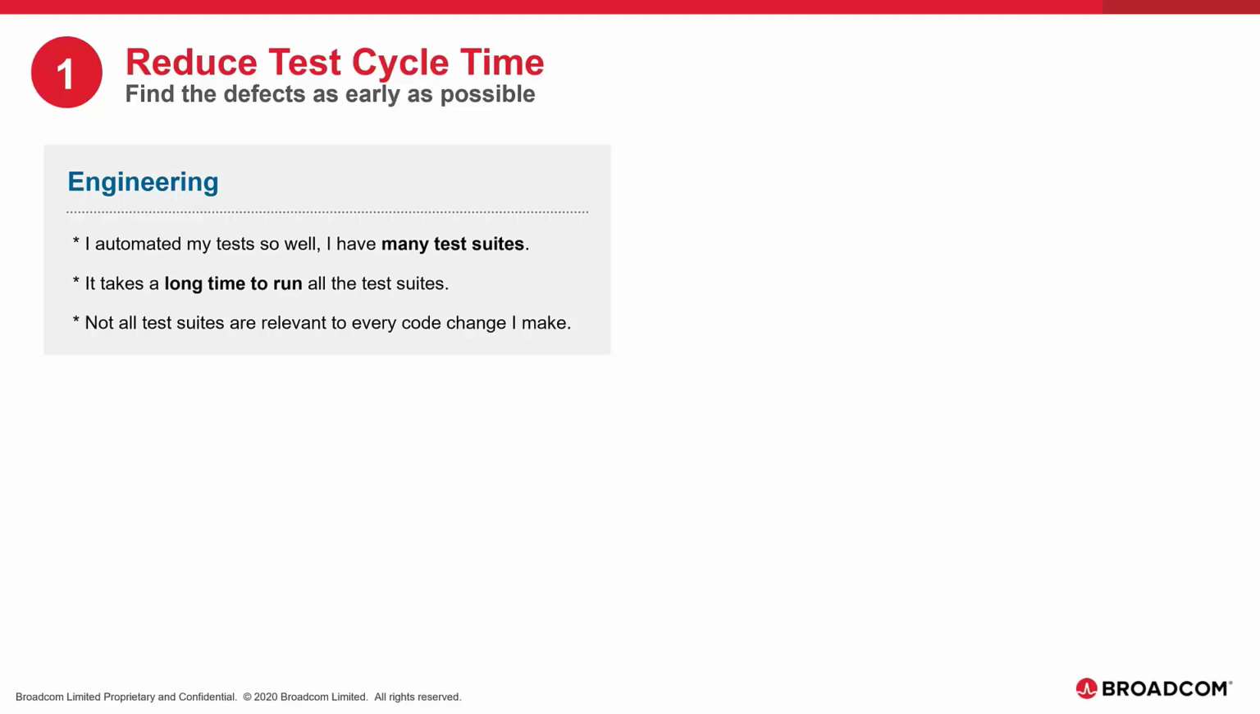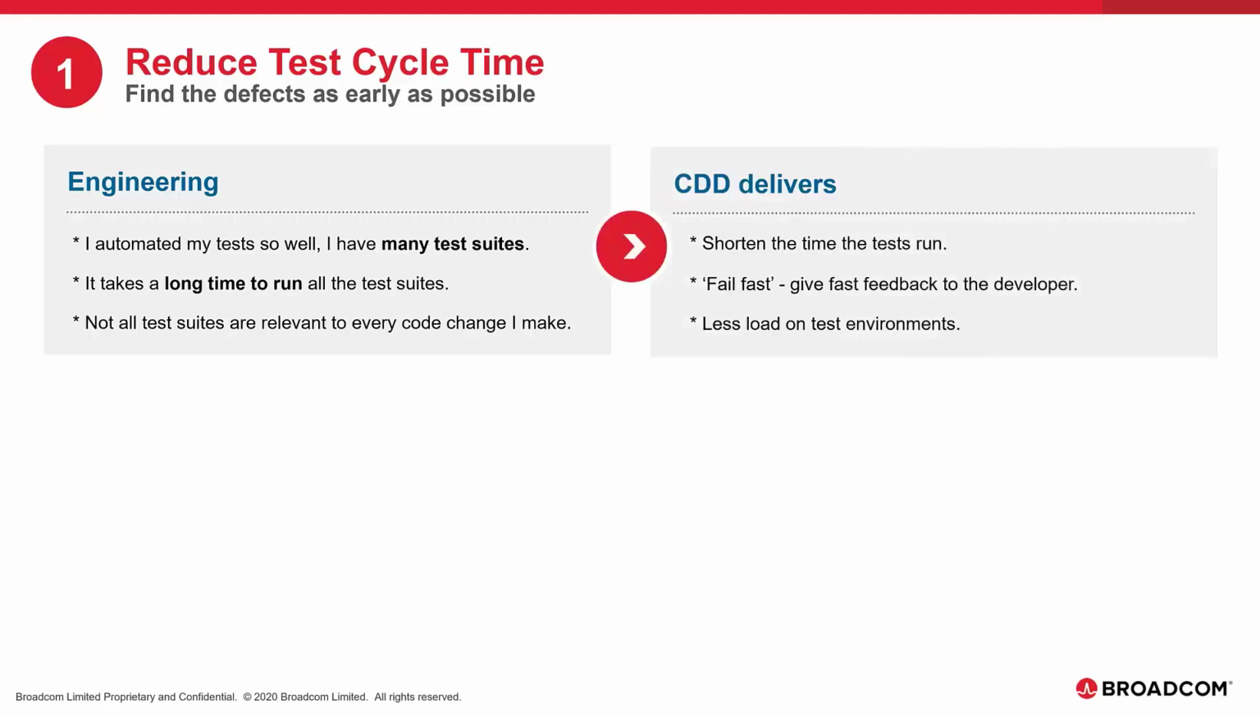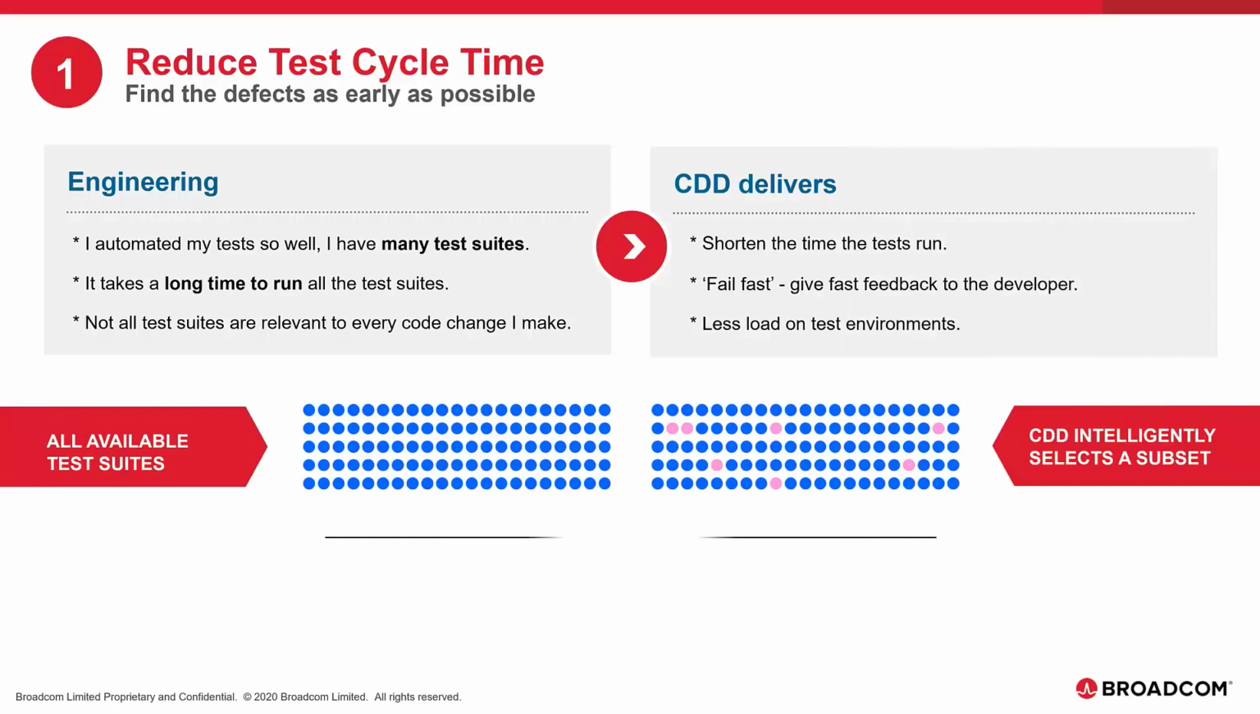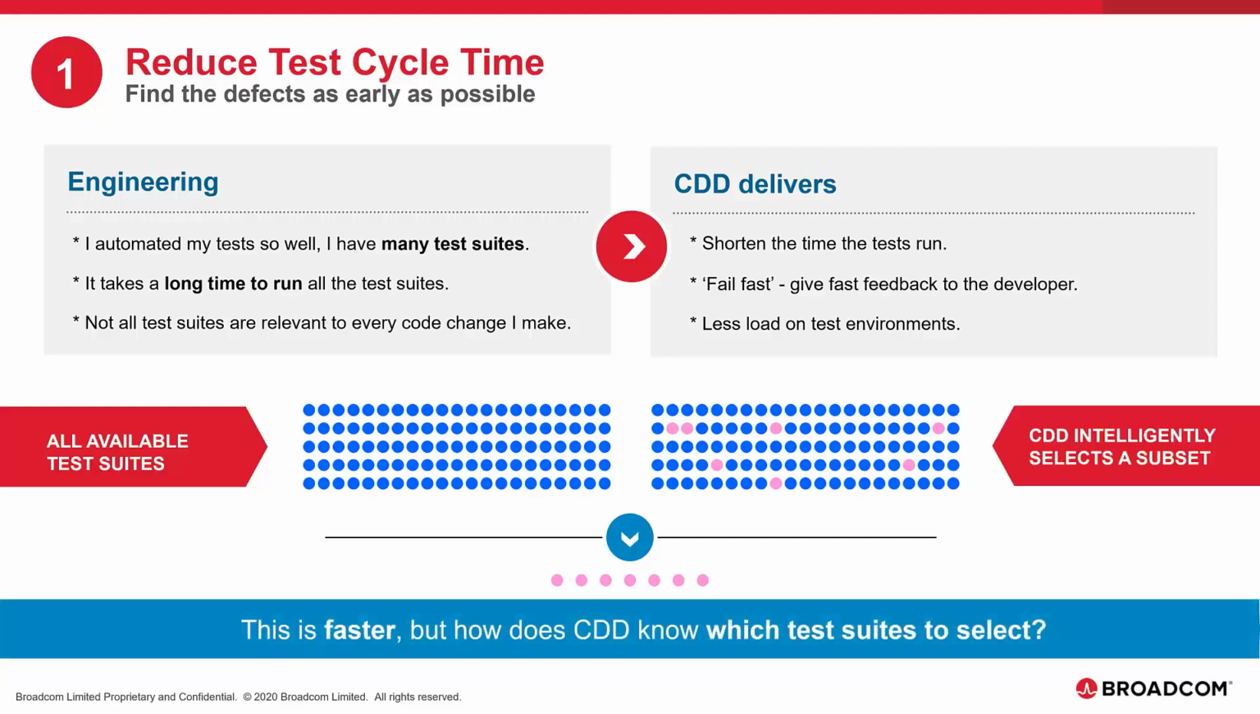To speed up this process, CDD selects a subset of the most relevant tests to run for a given test cycle. This shortens the time to run the tests, identifies issues and provides feedback to the developers more quickly, and it places less load on the test environments. But how does CDD know which tests to select?